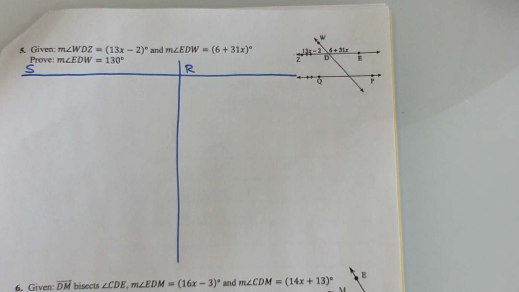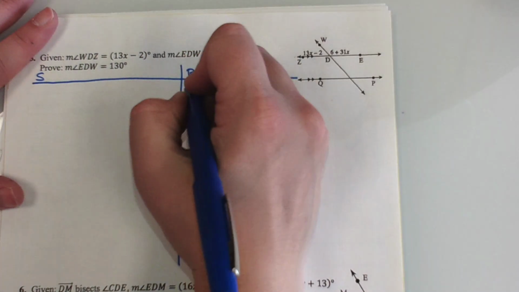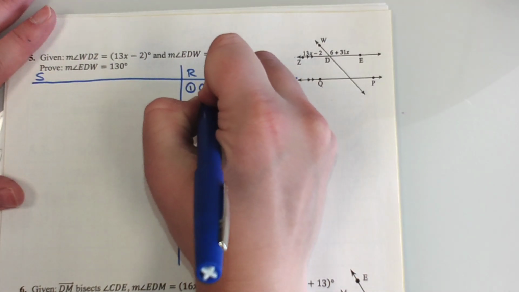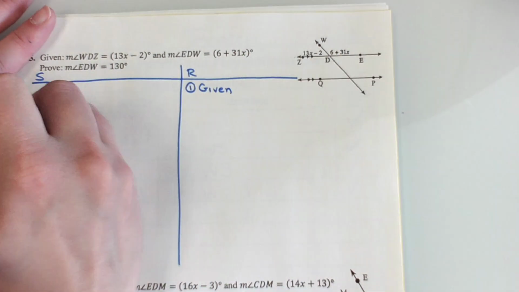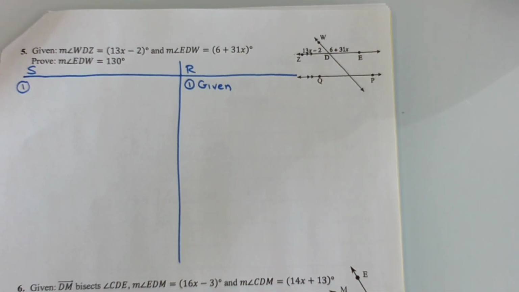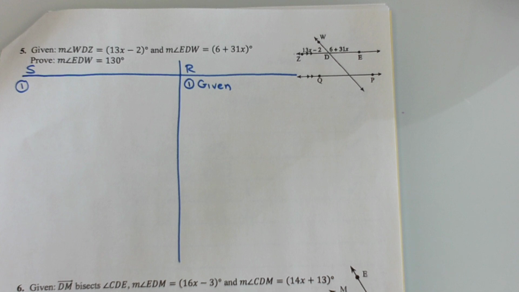Brody, how do I begin every single proof? The given. First reason is the word given. The first statement is all of the things we are given. How many givens do I have in this problem? I have 2 different givens here.